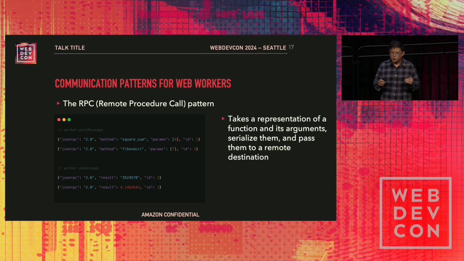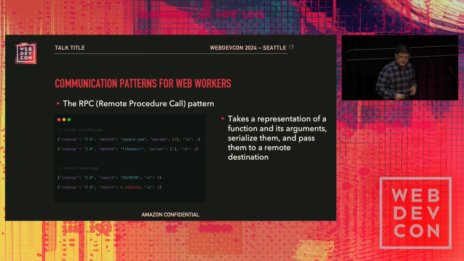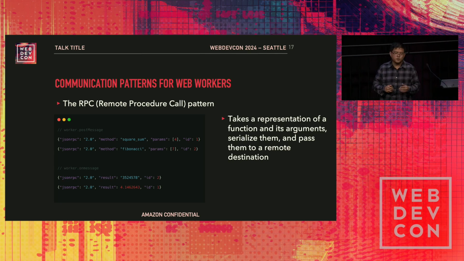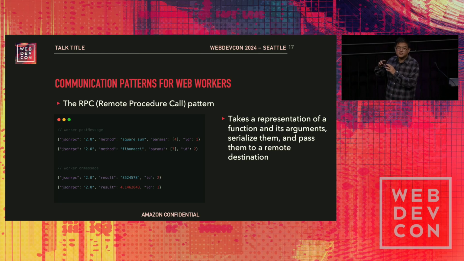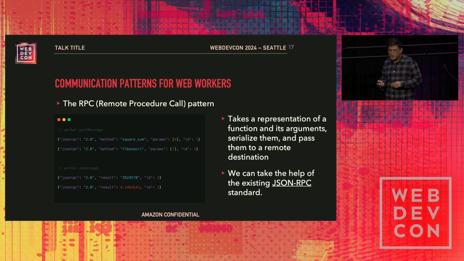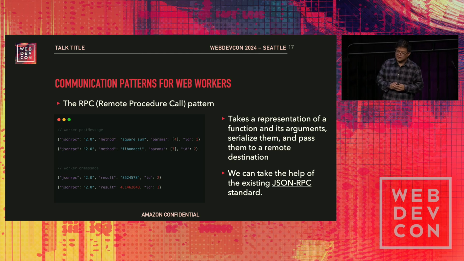So with the RPC, we serialize our function with the arguments and send that to our remote destination. So this is a good example. When we're defining the method, we're defining the parameters, and then we use that to send the information using the postMessage. By default, we can choose JSON because JavaScript by default already supports the JSON RPC standard.